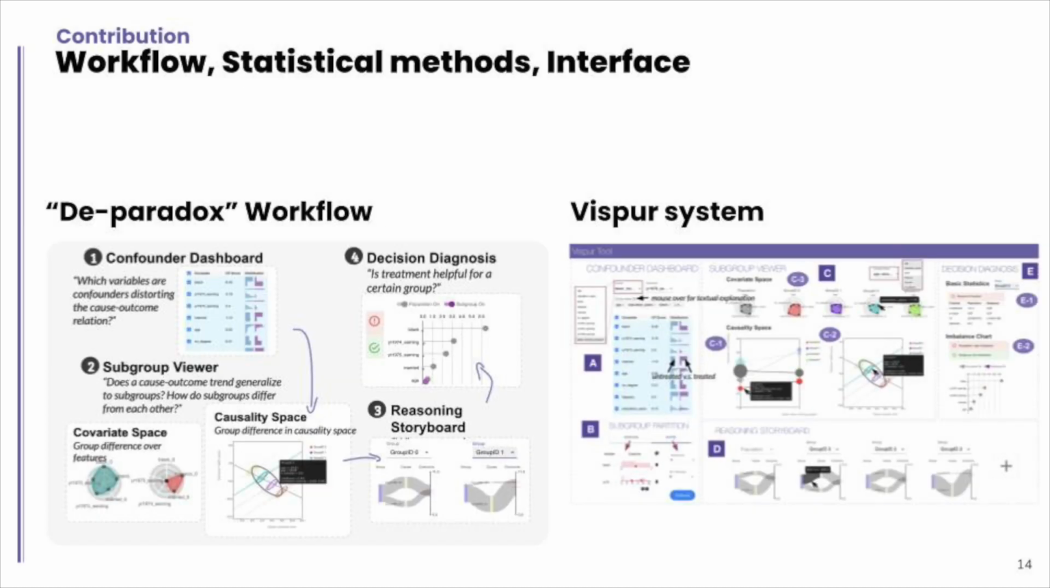In this context, our study proposes practical solutions. First, a deep paradox workflow for identifying and explaining spurious associations, and informing practitioners in making a confident decision. Second, a visual analytic tool called VISPUR for supporting such analysis in practice with visualization and automatic modules available.